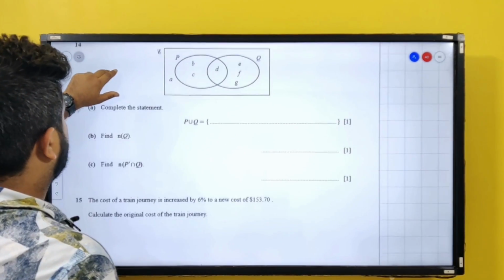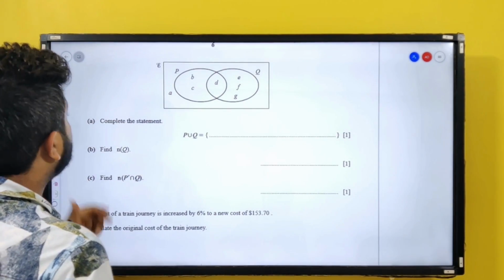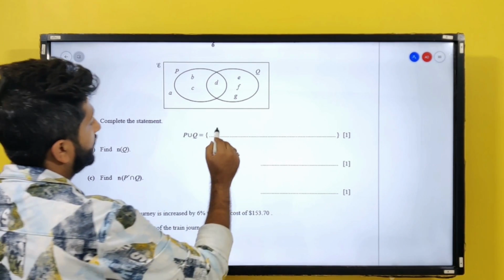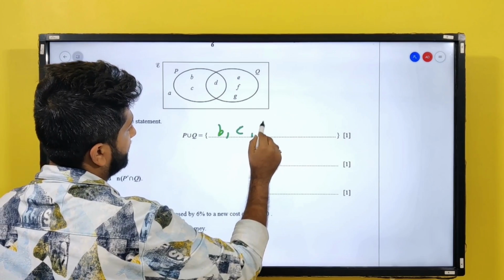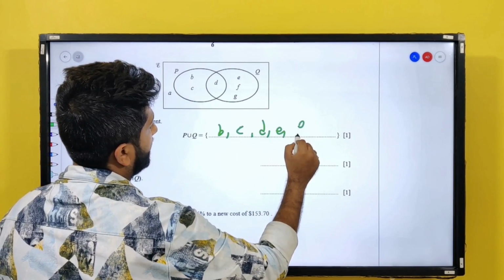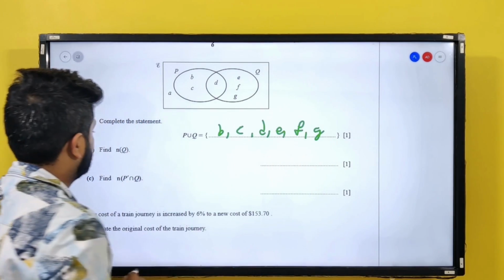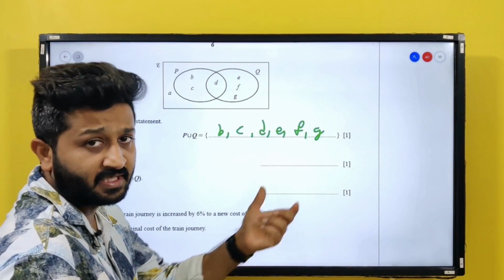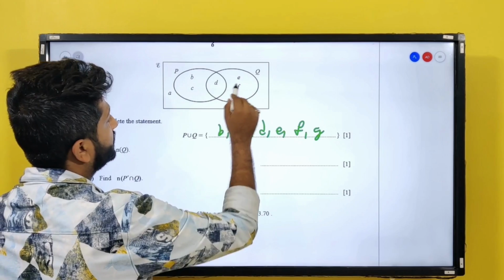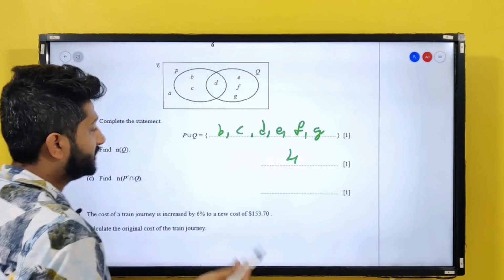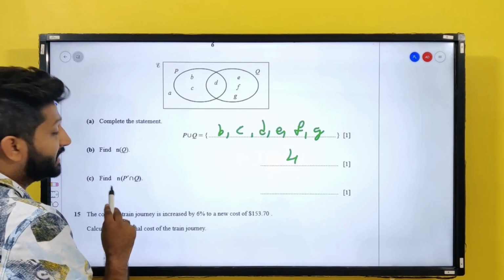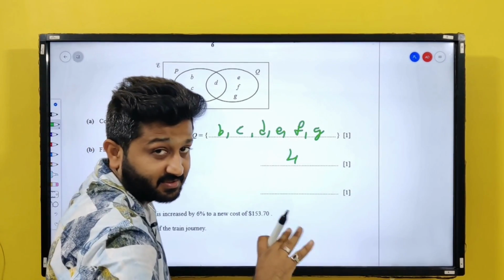Complete the statement P union Q. Okay, so P union Q is going to be B, C, D, E, F and G. Find n of Q. N means the number of elements representing the set Q. So 1, 2, 3, 4. 4 elements are representing Q. Find P dash union Q. P dash, sorry, not union, it is intersection.